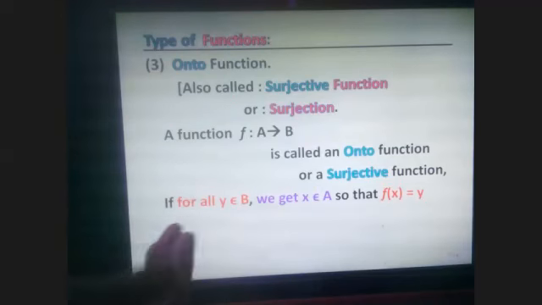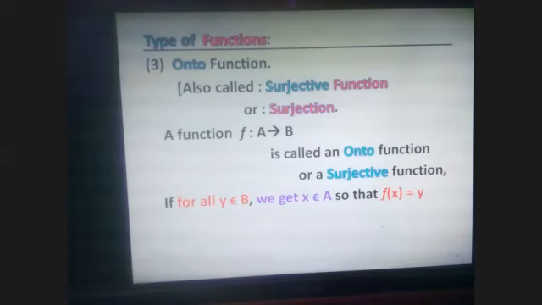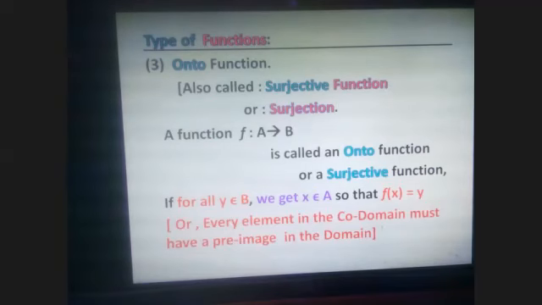For every y in B, there must be x in A so that f(x) is y. Precisely, that means every element in the codomain must have a preimage in the domain. I'll explain it with a diagram later. Let me complete the definition first. Every element in the codomain must have a preimage in the domain. Then only we say the function is onto. Onto function is also known as a surjective function or a surjection. 1-to-1 function is also known as an injective function or injection.